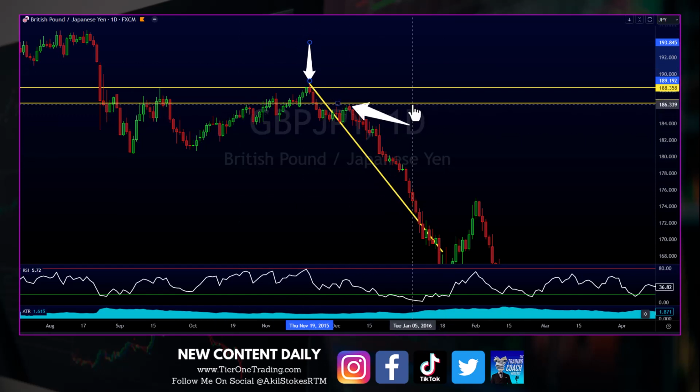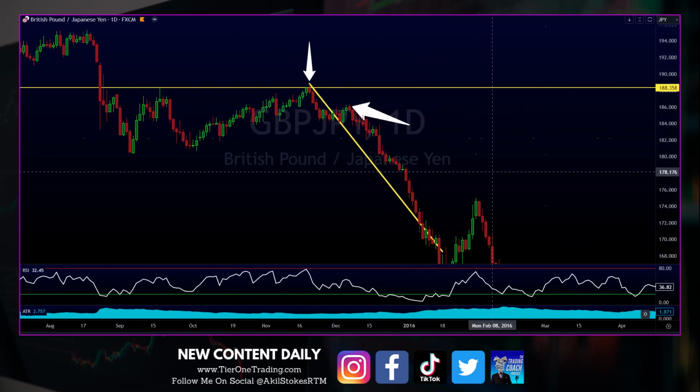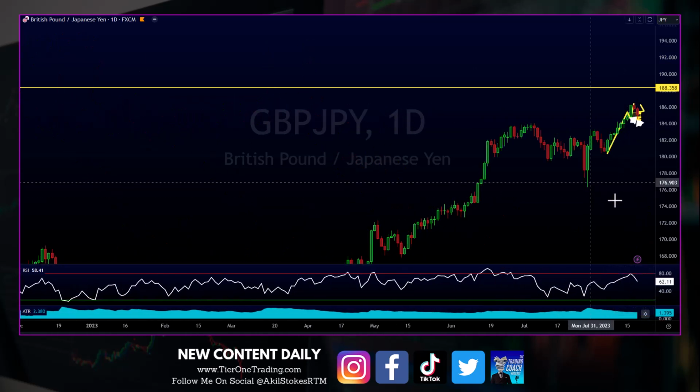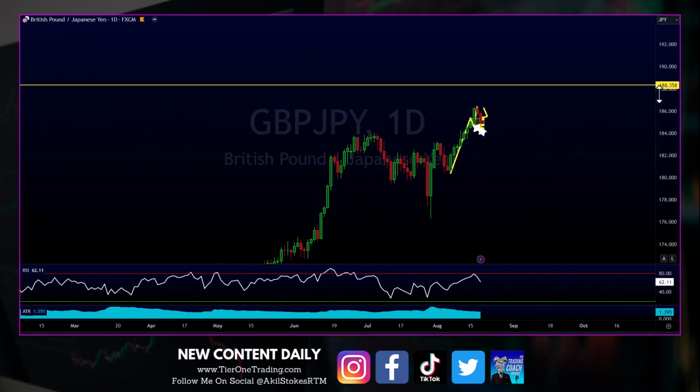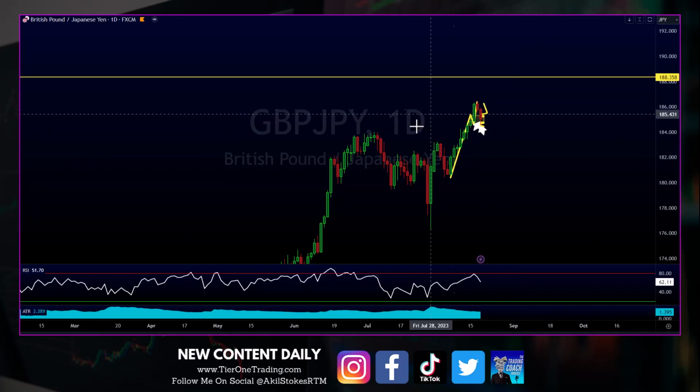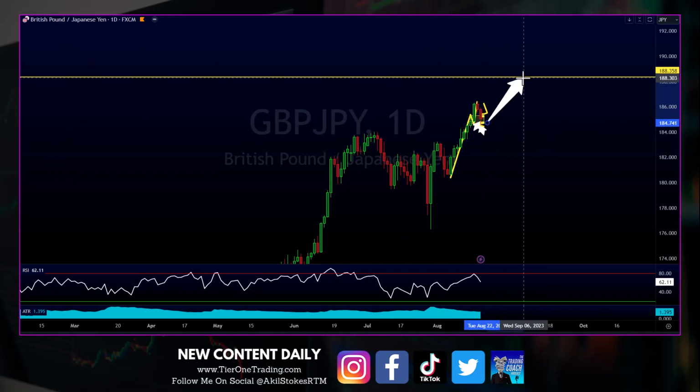And if that's the case, we delete that. We go back to our opportunity here. Now we have a completely different story. Now we're no longer at structure, we're above the previous structure, and now this is a full-blown continuation opportunity to the upside.